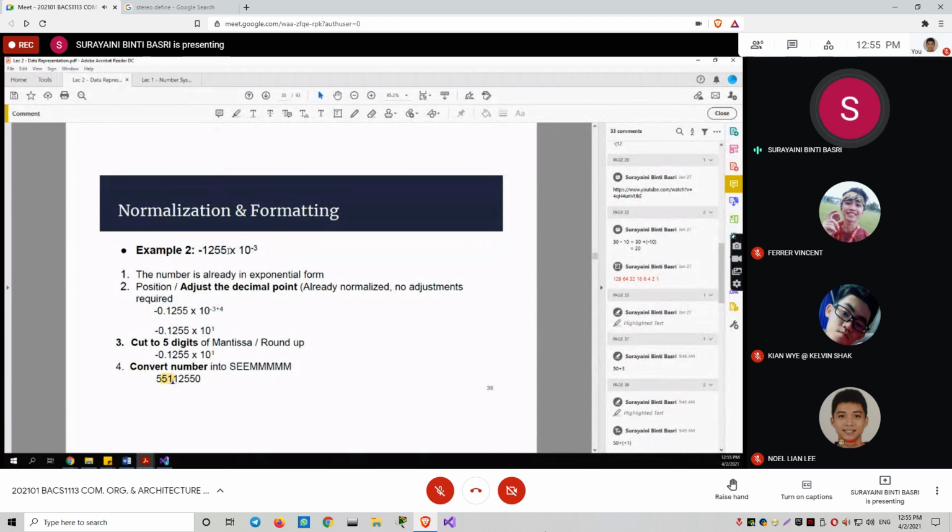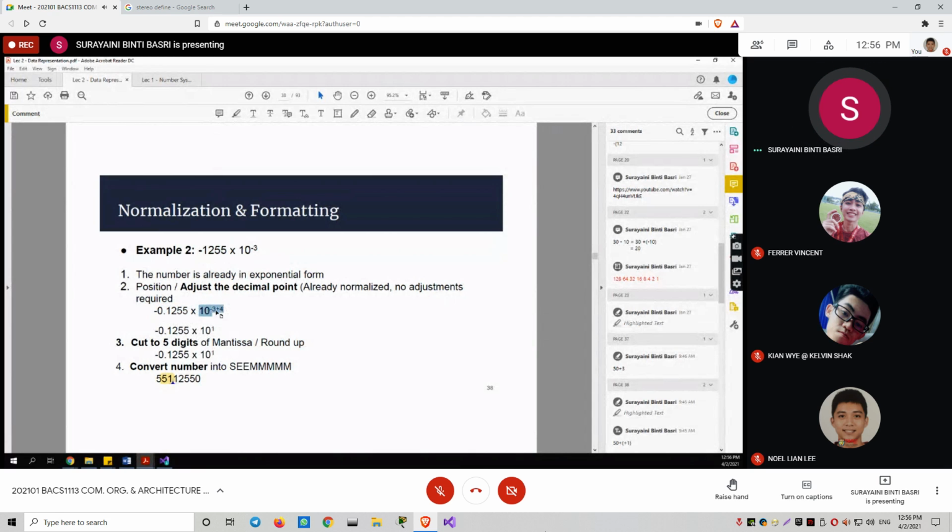Okay, so we move that 1, 2, 3, 4. So 4 movements of the decimal point. That makes it look like this. So we move the decimal point 4 times to get this format. That's why we need to add 4 here, because it needs to move 4 times. Okay, so after that, we can get the number of it.